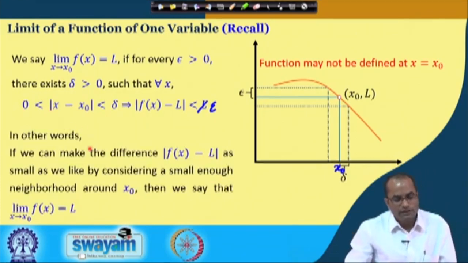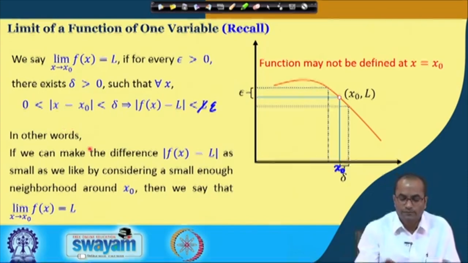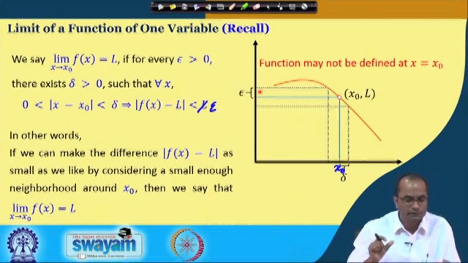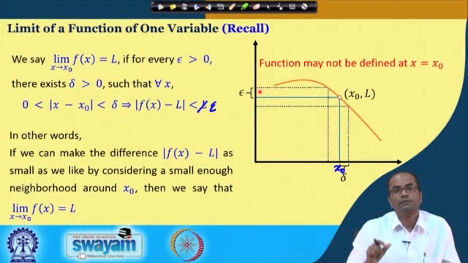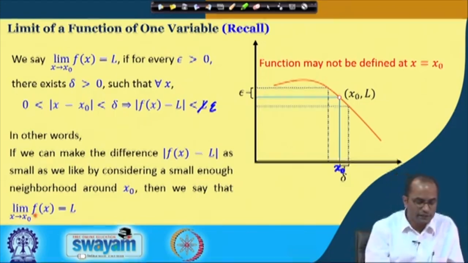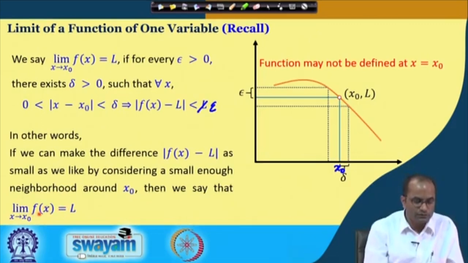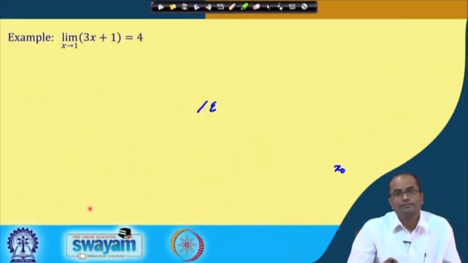So, in other words, if we can make this difference f(x) minus L as small as we like by considering a small neighborhood around x naught, then we say that the limit of f(x) as x goes to x naught is L.